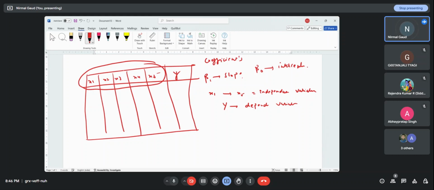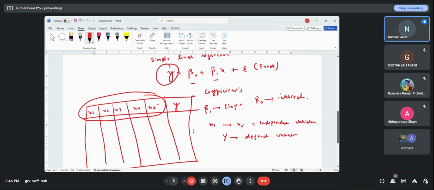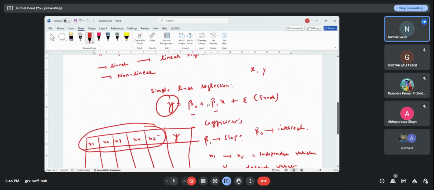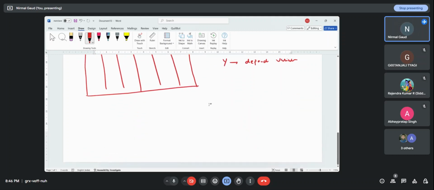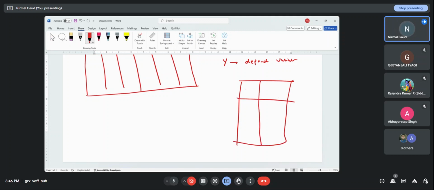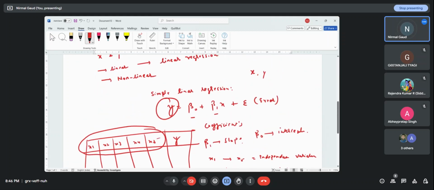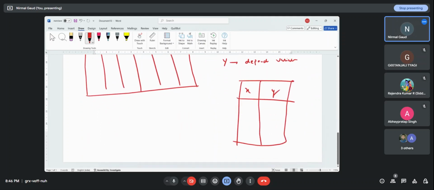Okay, if I talk about this equation which I have written, simple linear regression. In simple linear regression, you are having one dependent and one independent variable only. That's what you are having. In simple linear regression, that's it. This is x, this is y. And the equation which you have written here, beta naught plus beta 1 x plus epsilon, that's the equation of simple linear regression only. That means you can plot it like this. This is x, this is y, and you can consider a straight line.